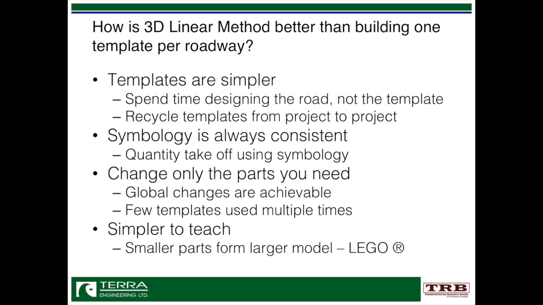So how is this better than building a single template? Well, for example, for starters, the templates are simpler. The road designer and the engineer spend all the time doing what they're supposed to be doing, designing the road, not designing the complicated template. So they've got the library of templates and they can use those templates. A lane doesn't change.